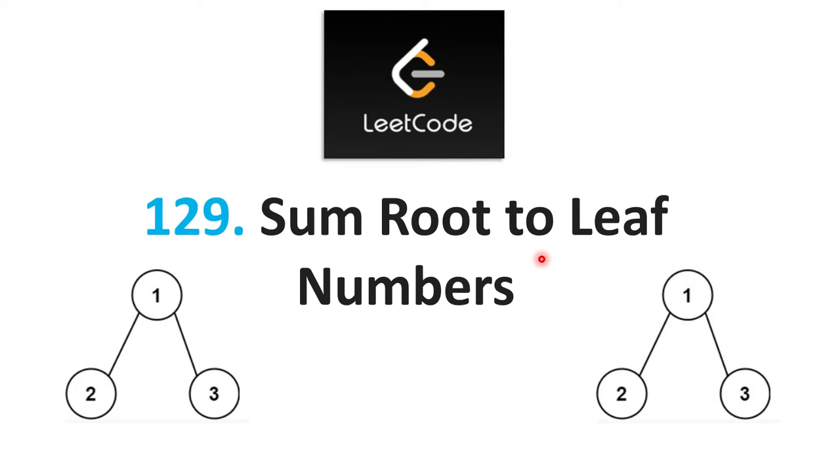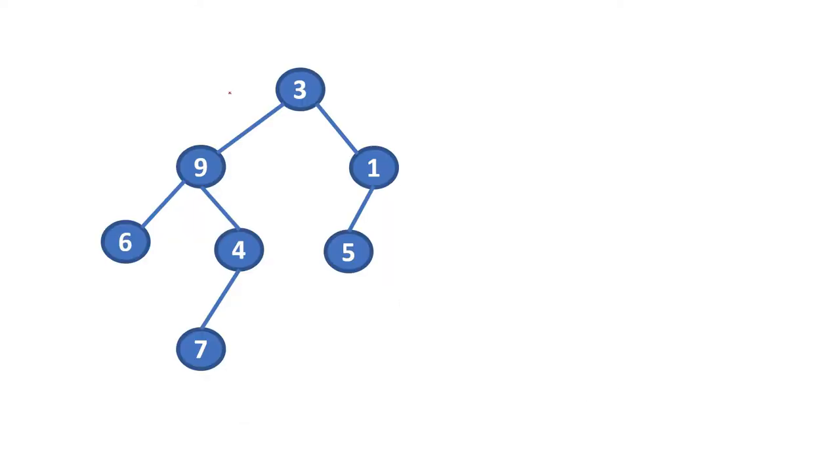Today we will discuss one problem from LeetCode 129, that is Sum Root to Leaf Numbers. So the problem statement is saying from root we have to reach the leaf node. So from root the leaf nodes here are 6, 7 and 5. Leaf node means one that has no children, meaning left and right will be null. So here we can find three leaf nodes: 6, 7 and 5.